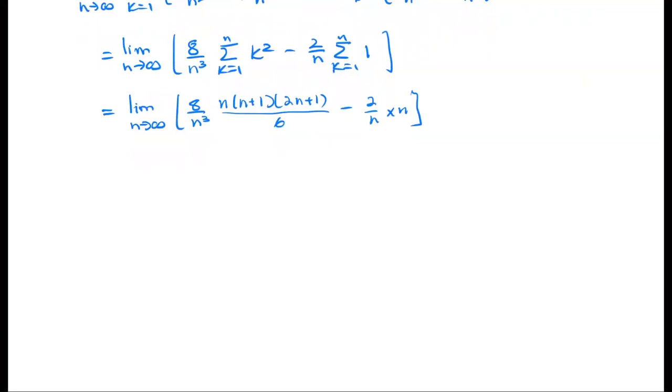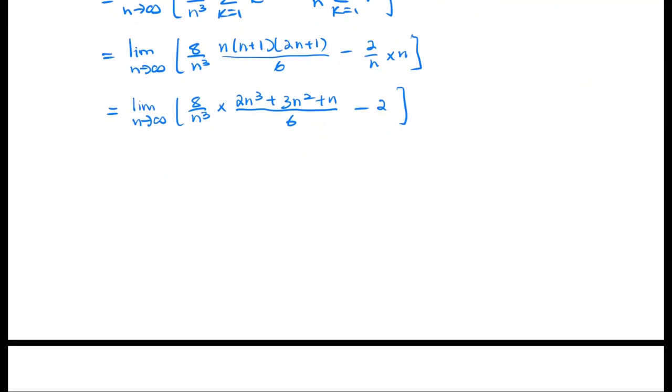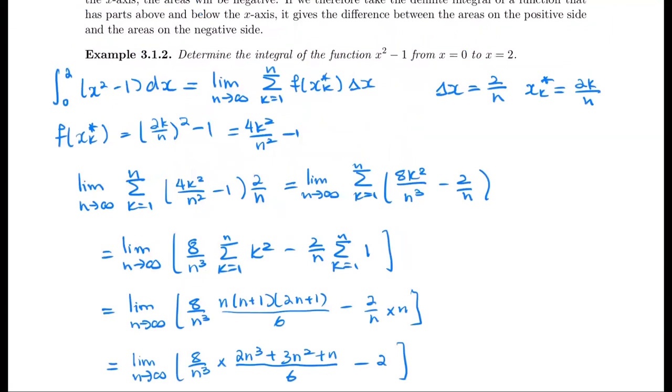Or simply that would just be equal to the limit as n approaches infinity of 8 divided by n cubed, multiplied by 2n cubed plus 3n squared plus n, divided by 6, minus 2. So if we take the limit of this entire thing, what we would just get is 8 over 3, minus 2, which is just equal to 2 over 3. And that is the area between 0 and 2 of the function x squared minus 1.